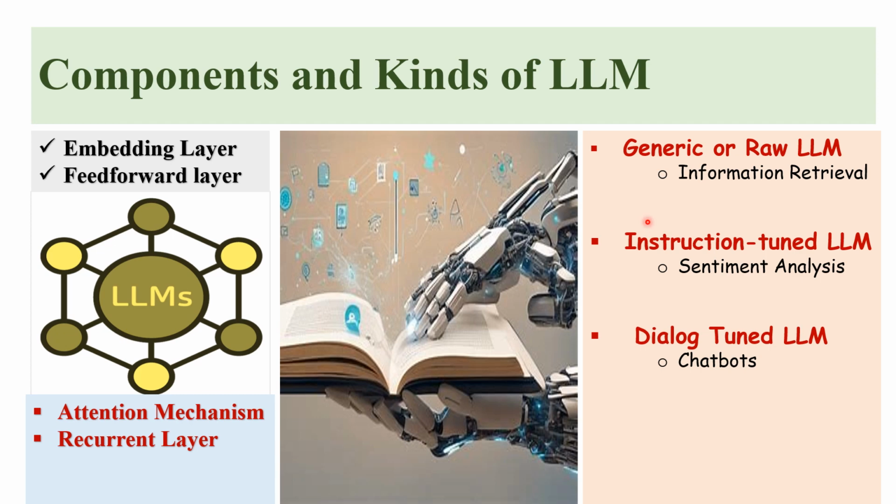Now what are the kinds of large language models? It can be generic, instruction tuned, or dialogue tuned. The generic or raw LLM will predict the next word, so it can be used for the information retrieval task. Then an instruction tuned one allows it to perform sentiment analysis or to generate text and code, because they are trained to predict the responses based on the instructions.